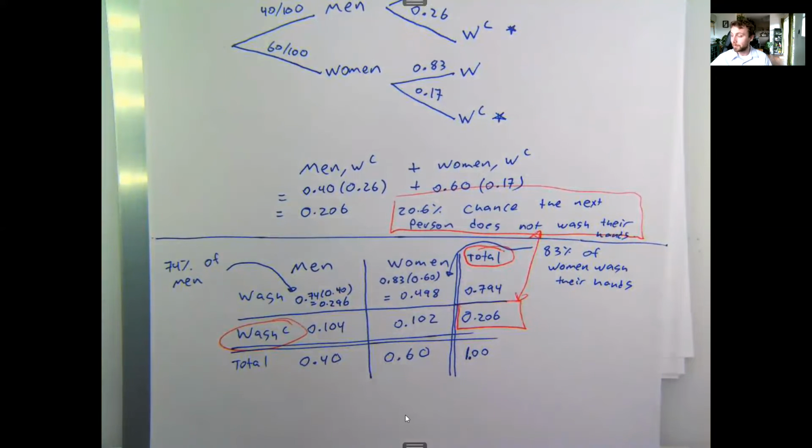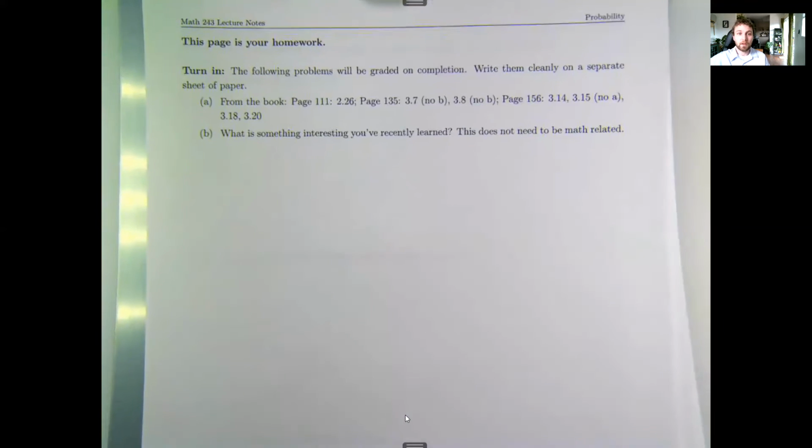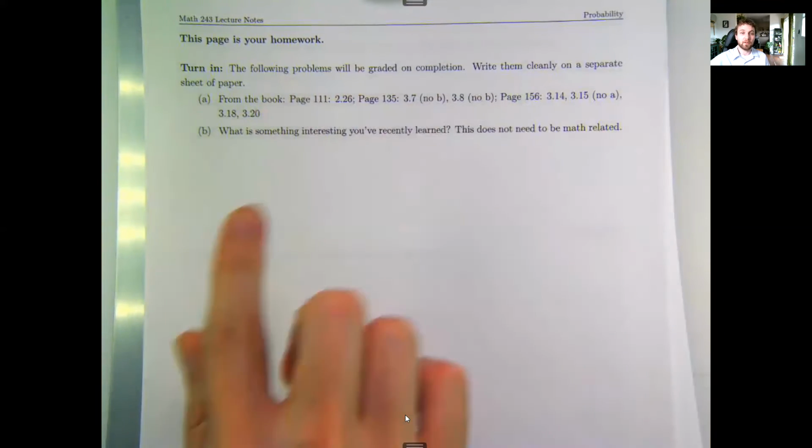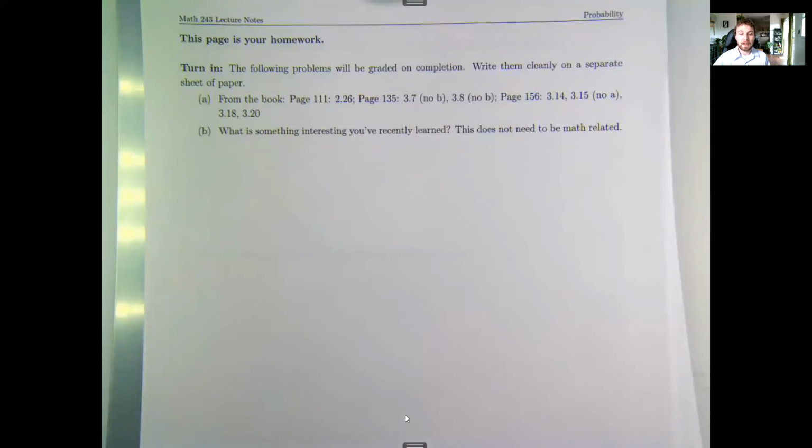Even more than just watching problems though, try some out for yourself. You've got a list of problems here that you can go through on your own to make sure you understand what's going on. It takes a while to get used to this new concept.